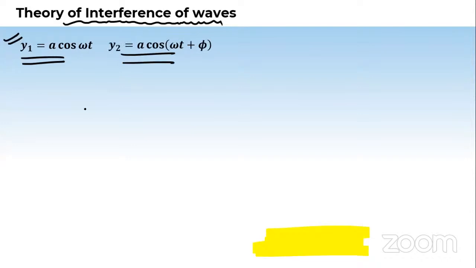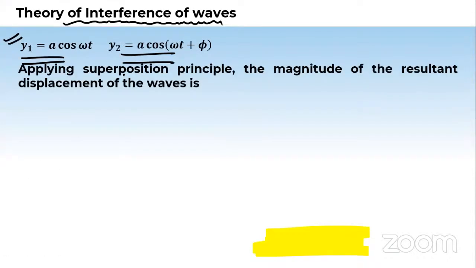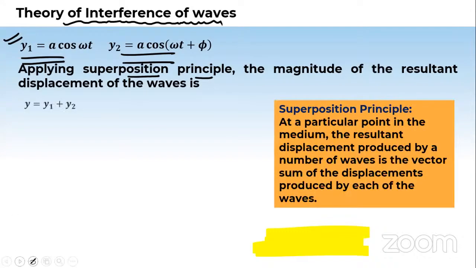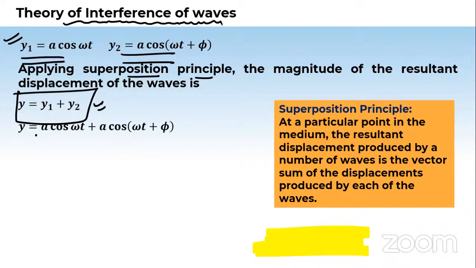Now we'll go deeper into this theory of interference and understand it more through the concepts. We know y1 equals a cos omega t, the first wave, then the second wave is this. As per the general equation, if we add them, it is known as the superposition principle. So if we add both equations, y equals y1 plus y2, which is a cos omega t plus a cos omega t plus phi.